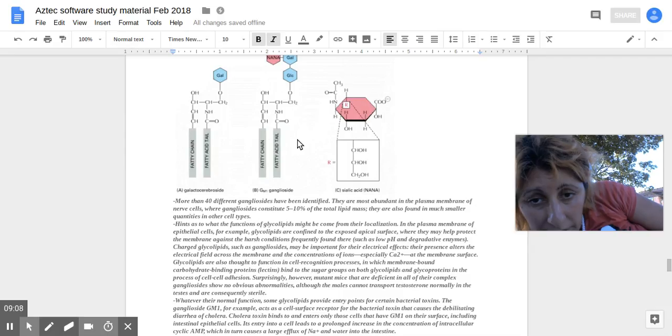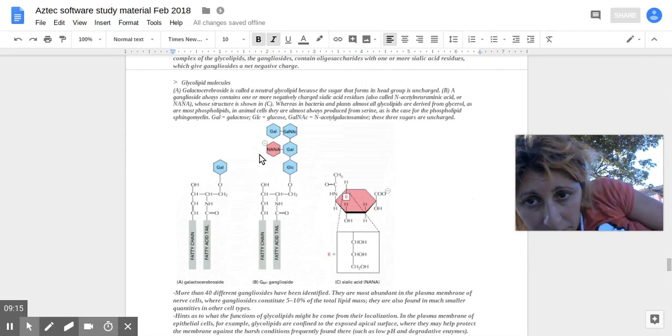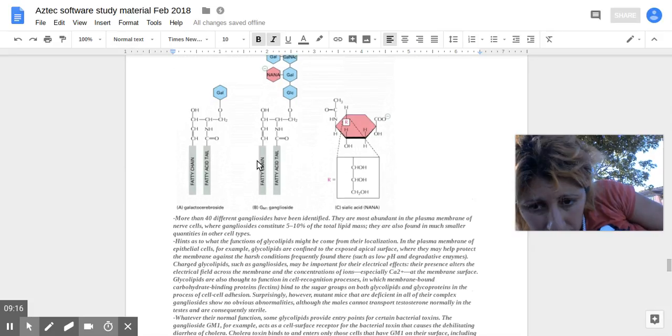So these are lipid and sugar glycolipids.